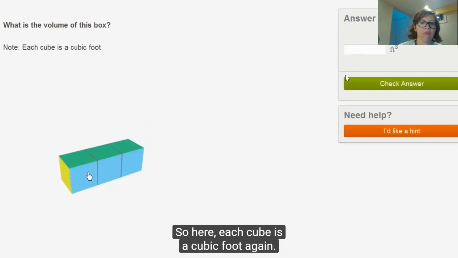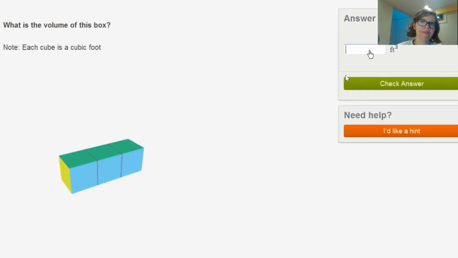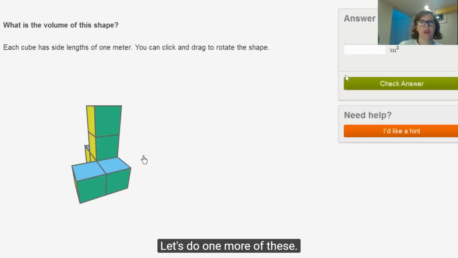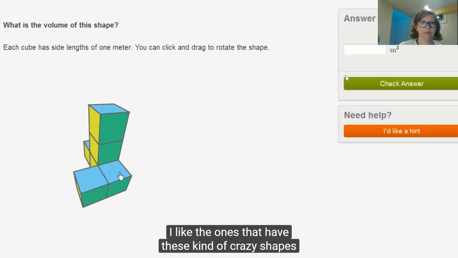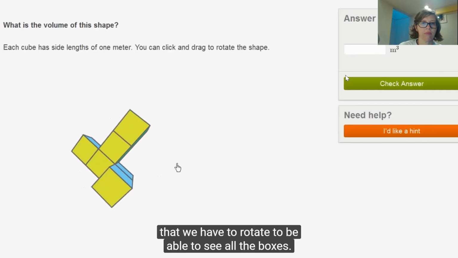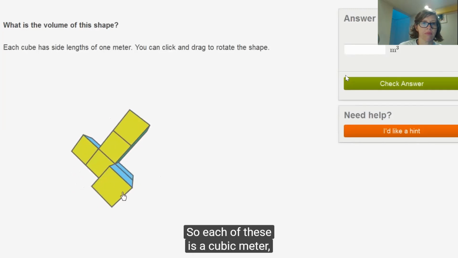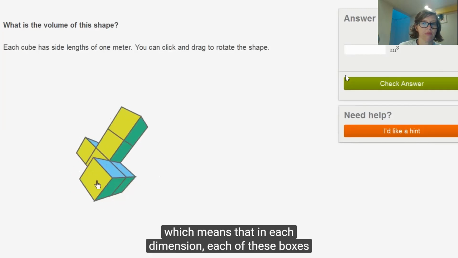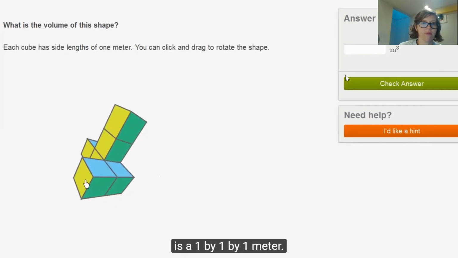So here, each cube is a cubic foot again. So we have 1, 2, 3 cubic feet. 3 cubic feet. Let's do one more of these. I like the ones that have these kind of crazy shapes that we have to rotate to be able to see all the boxes. So each of these is a cubic meter, which means that in each dimension, each of these boxes is 1 by 1 by 1 meter.